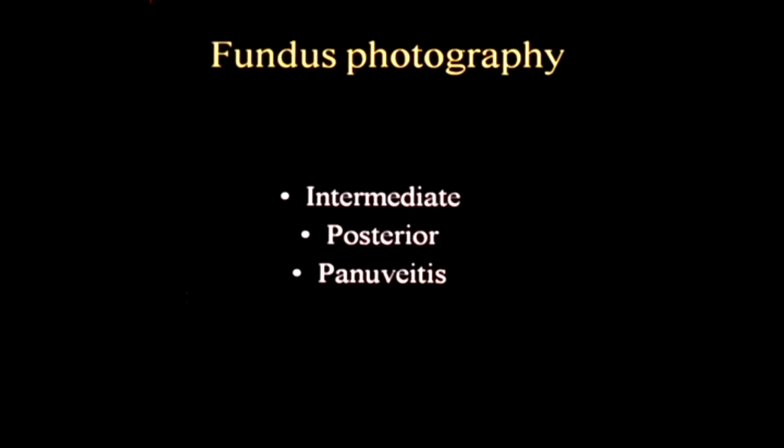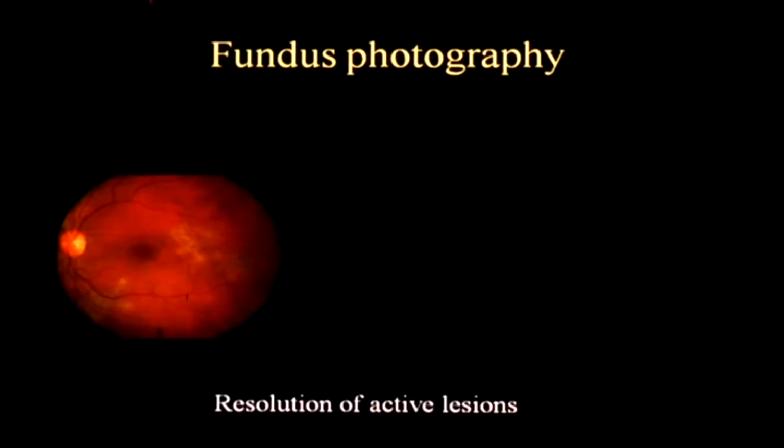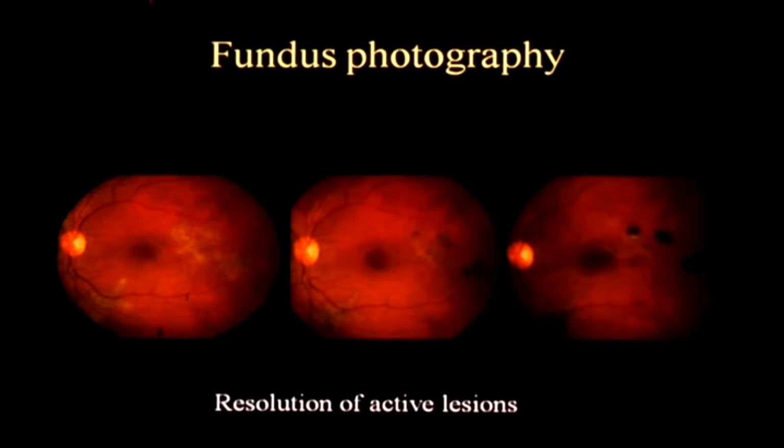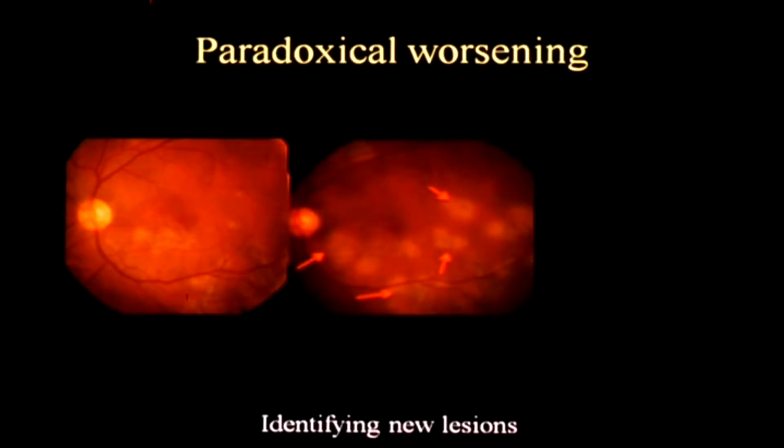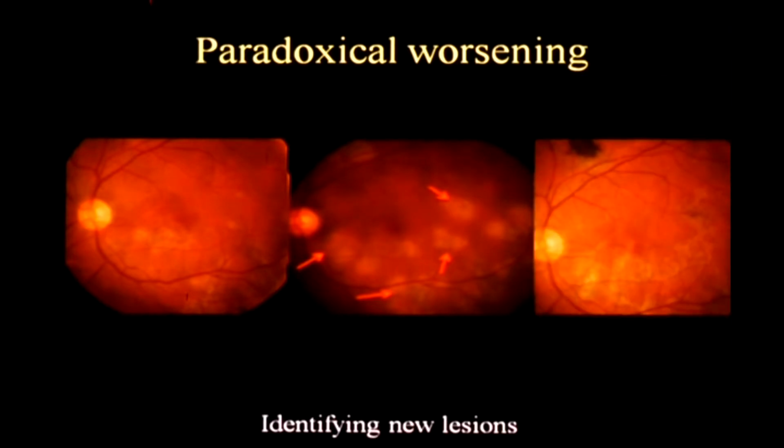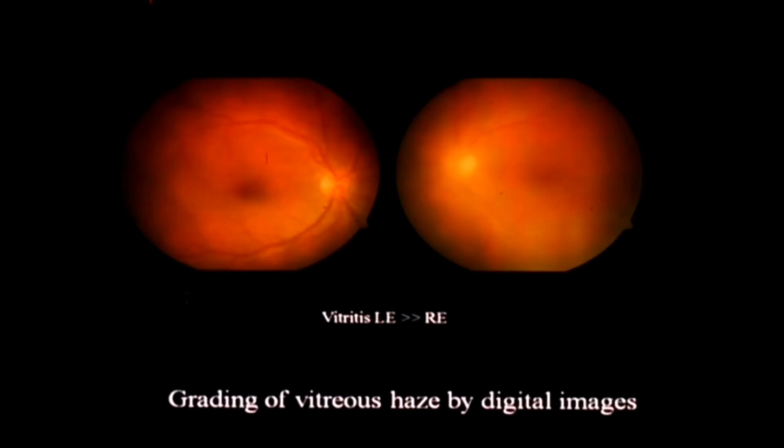So coming to the first and the most common tool, fundus photography, which we use for all intermediate, pan, and posterior uveitis. It's used for documenting resolution of active lesions, and I use it almost to show to every patient, to convince him how he's responding to the treatment, and it helps in generating a lot of confidence in the patient towards you, or to identify any new lesions, because we deal very often with paradoxical worsening of lesions in these eyes, or to grade vitritis, the vitreous haze, by these digital images.